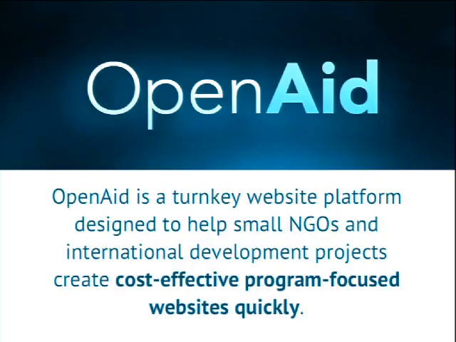So with a lot of intentional contribution from the K4Health team and our team at Atten and many different levels of many different organizations, we were able to release this platform as the OpenAid distribution on Drupal.org. We call OpenAid a turnkey website platform designed to help small NGOs and international development projects create cost-effective, program-focused websites quickly. So Scott's going to talk more in detail about distributions and OpenAid, and also about collaboration and contribution.